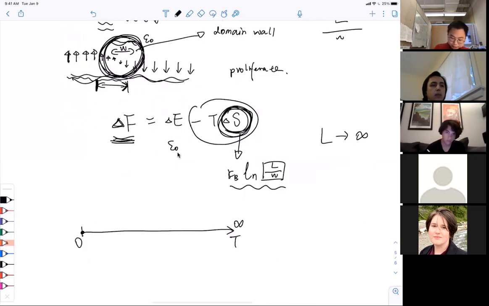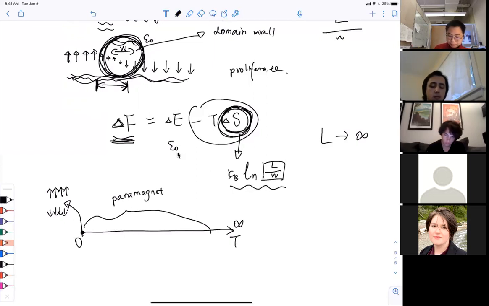Of course, at T equals 0, the ground state is always stable. However, as long as you have some small finite temperature, the domain wall will always destroy your ground state. So within the finite temperature regime, you always get a paramagnet system. And this, of course, is also called disordered, meaning that the Z2 symmetry is restored.